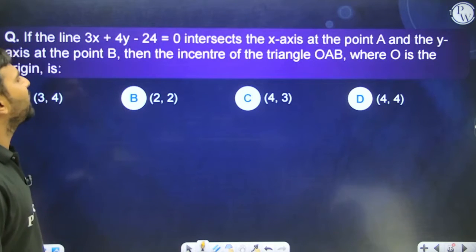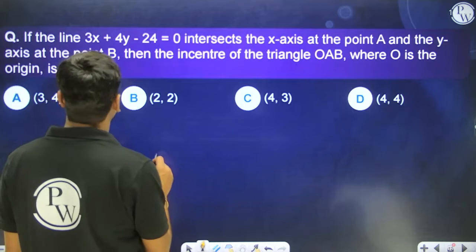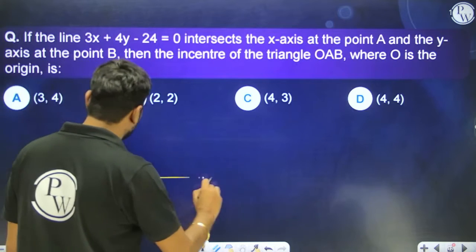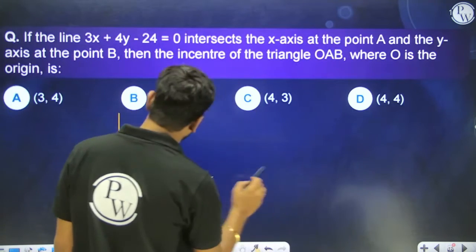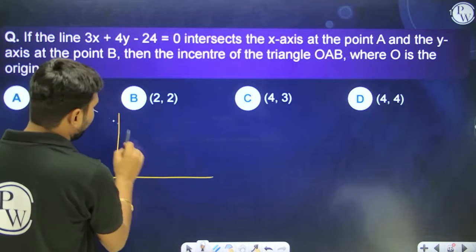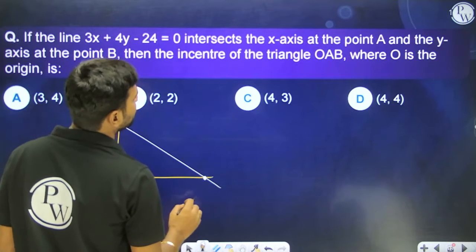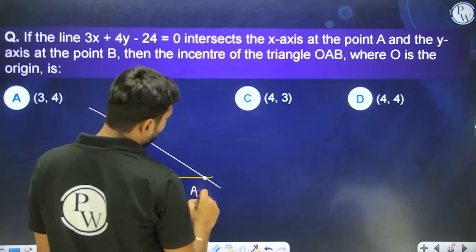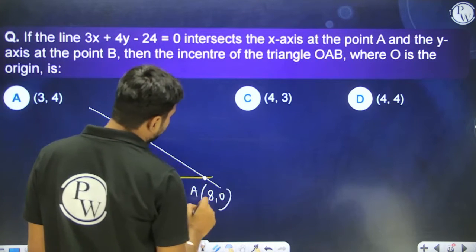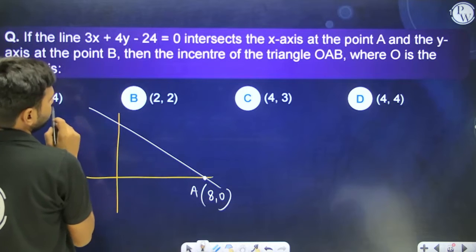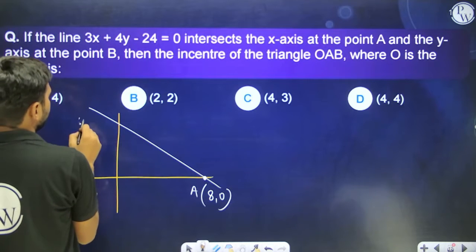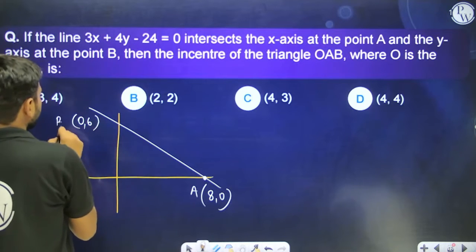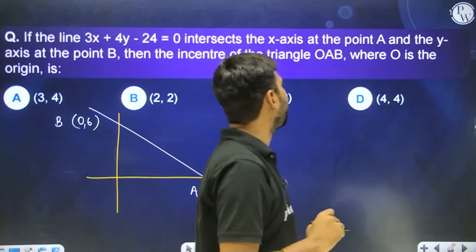If the line intersects the x-axis at a point A and the y-axis at the point B, can we first find out the coordinates of point A and point B? Okay, this has negative slope. On the x-axis it meets at A, so we put y equal to 0, and x equal to 8 is what we get. If we put x equal to 0, we get point B. So the coordinates of B are (0, 6) and the coordinates of A are (8, 0).